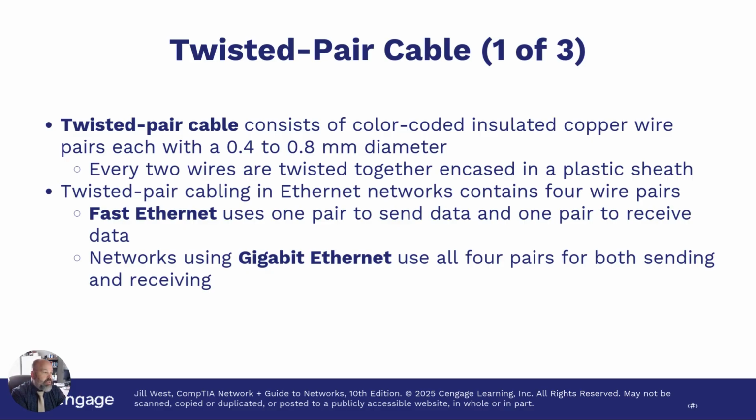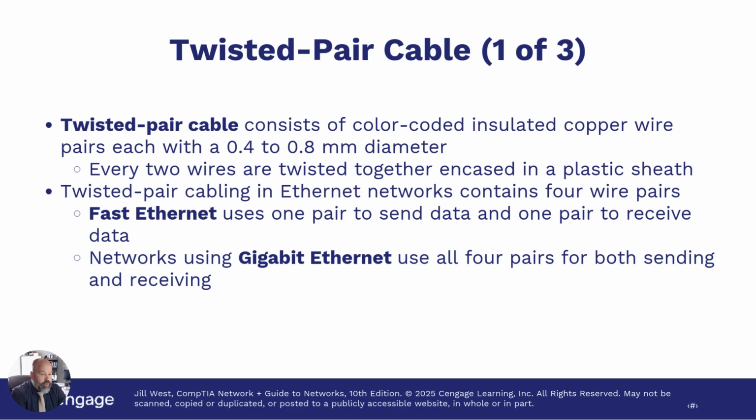Now we're getting to kind of the star of modern networking, which is the twisted pair cable. This consists of color-coded insulated copper wire pairs. Each wire, as you see, is about 0.4 to 0.8 millimeters in diameter, which is thinner than a standard paper clip. Every two wires are twisted together, and it's all encased in a plastic sheath. Some people may ask why it's twisted, and it's because twisting actually helps cancel out interference. It's like noise canceling headphones for your data, really.